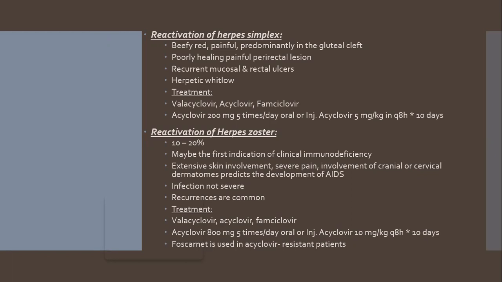Herpes simplex causes multiple oral, genital, and rectal ulcers. The treatment here will be acyclovir 400 mg 3 times a day. I have mentioned it wrongly in this slide. It is acyclovir 400 mg 3 times a day for 10 days.